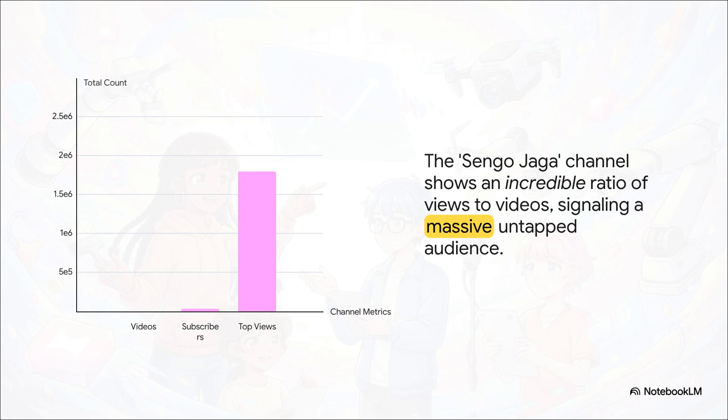Let's just break down the numbers for this channel, Singo Jaga. With only 19 videos, they've pulled in almost 36,000 subscribers, and remember that one video with 1.8 million views? That kind of view-to-video ratio is just off the charts. It's a huge signal that there's a hungry audience out there.